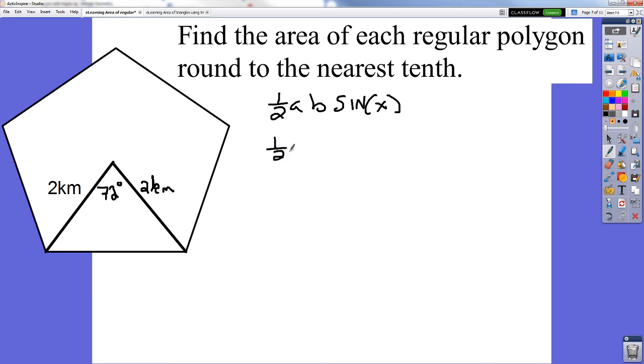1/2 times 2 times 2 times sine of 72. And we're going to plug that into the calculator. Again, this is one of those things you could sit here and do a little bit of number crunching and make it simpler to plug in, but why? There's no reason. It's already here. You might as well just plug it into the calculator the way it is. 1/2 times 2 times 2 times the sine of 72.